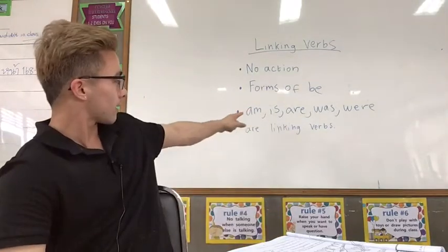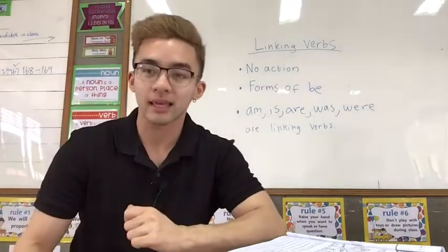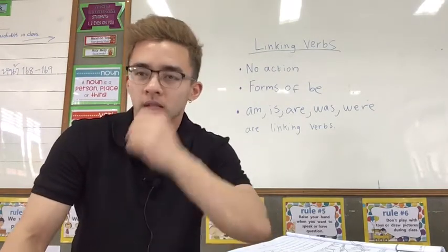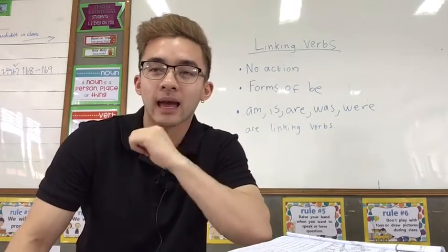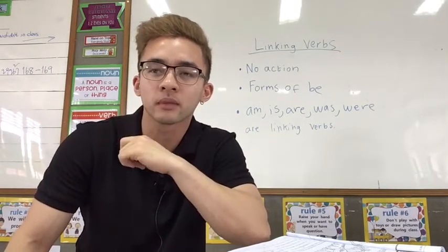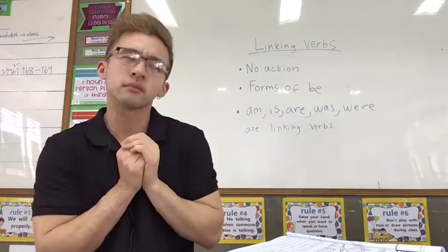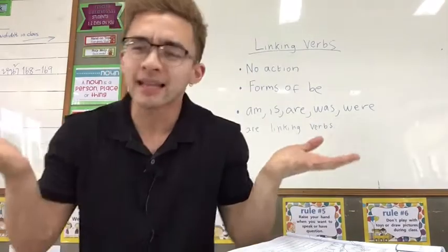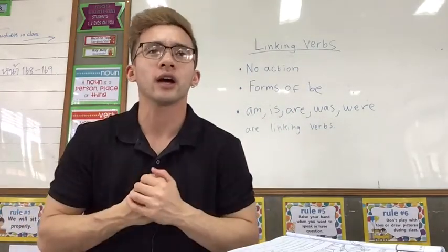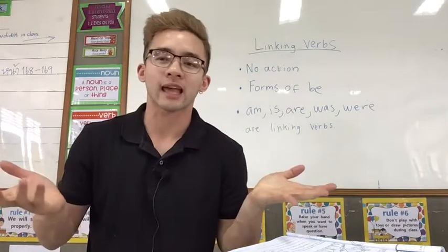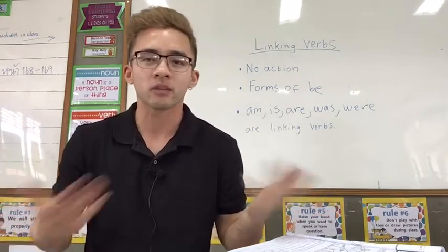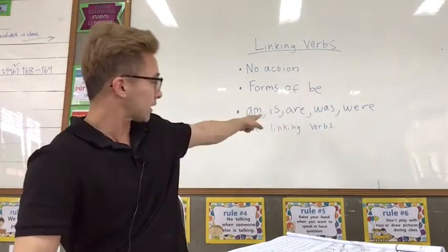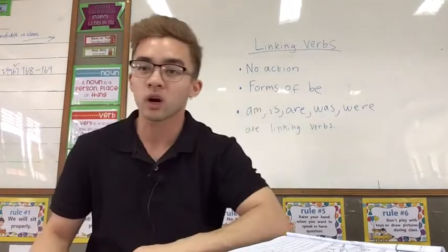Words like am, is, are, was, and were. Okay, am. Can you am? I can am. No, it makes no sense. We do not say I can am, because am is a form of be, just like is, are, was, and were.